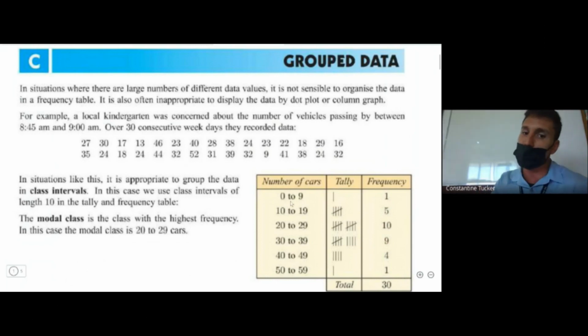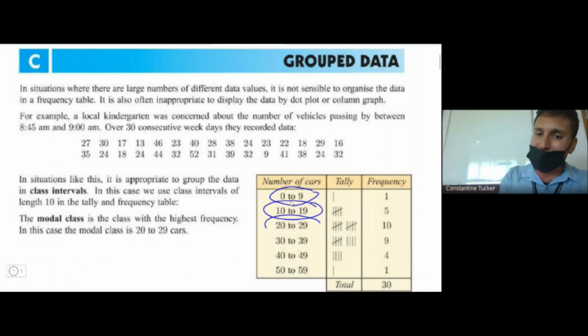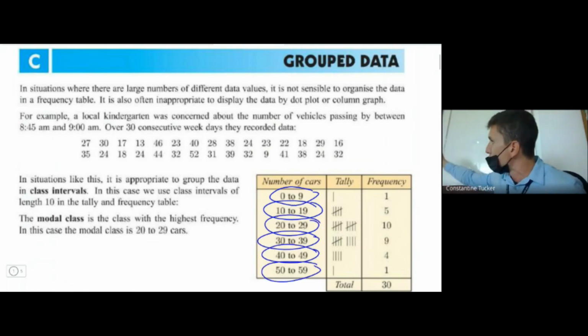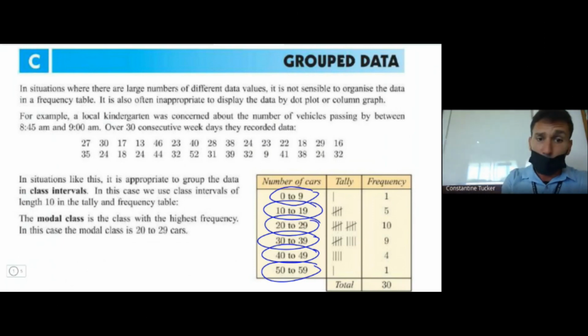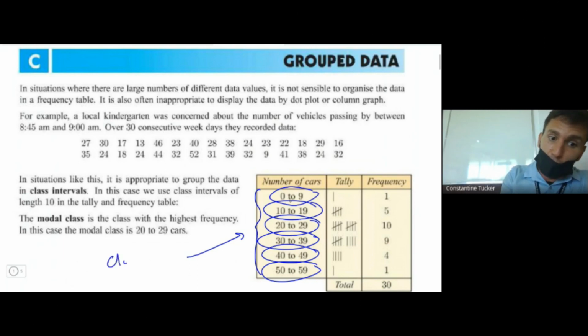Firstly, we need to know the names of these. So the names of these groups of data here, you see all of these on the left. What do we call these ones? We call them classes. These, though, they will always be called classes.